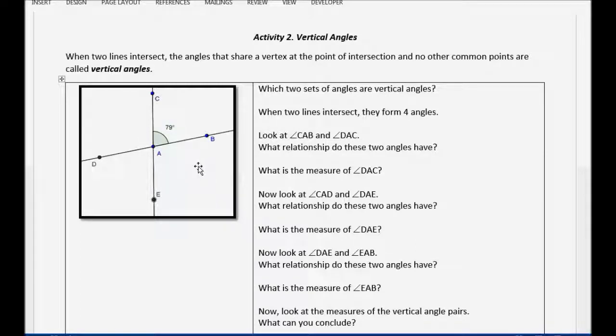One of the interesting properties of vertical angles is that if we roll around the intersection, we see that we have a linear pair here on top between CAB and DAC, which means we can compute the measure of this angle. 180 minus 79 is 101 degrees. And then another linear pair here between CAD and DAE. This would be 79 because 180 minus 101 is 79. And then over here BAE is a linear pair with DAE and also CAB, and its measure is also 101 degrees. So you see that the measures of vertical angles are equal to one another.